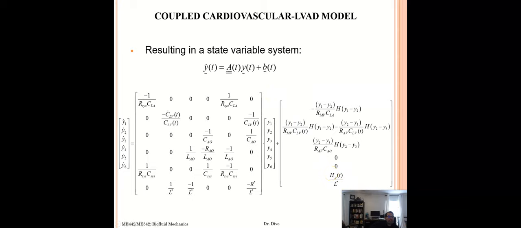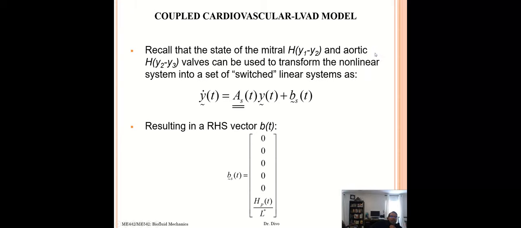It has nothing to do with how everything is switching. It has nothing to do with the valves. As the valve switches from 0 to 1 or from 1 to 0, these elements actually are moved into the matrix as switch state systems. But this one actually remains as the sixth element of the right-hand side vector of independent terms. So recall that the state of the mitral valve, H of y1 minus y2, and the aortic valve, H of y2 minus y3, can be used to transform the nonlinear system into a set of switched linear systems. So again, depending on whether the value of these valves is 0 or 1, the matrix will actually change.